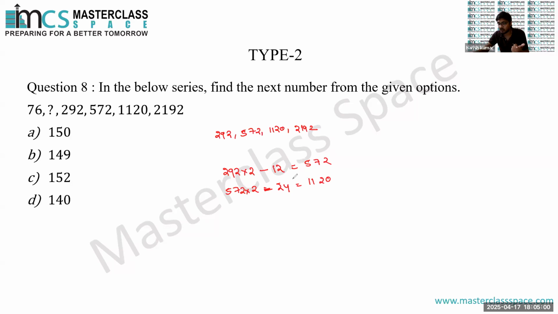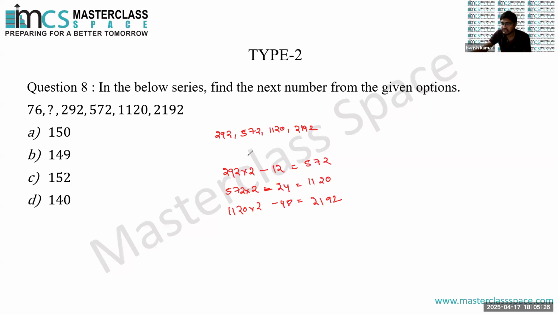So now I might be seeing the logic, right? So then 1120 into 2 is 2240. Now 2240 minus 48 is 2192, right? So basically, now what could be the previous one?